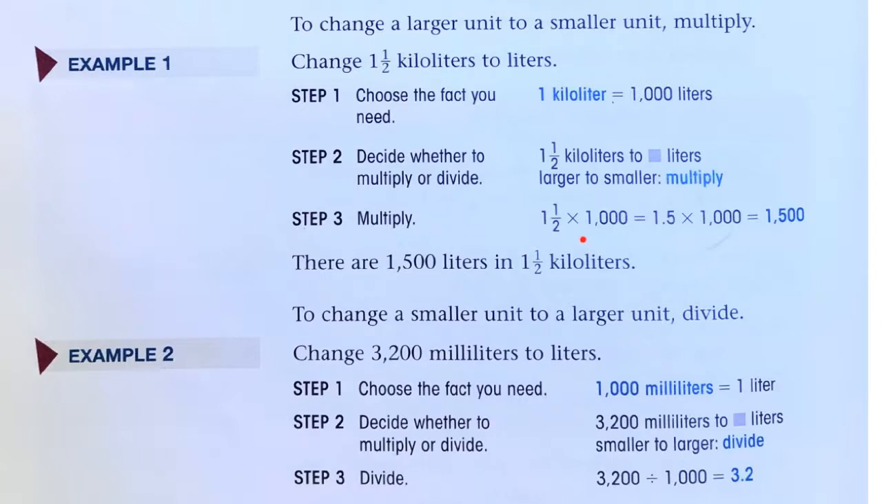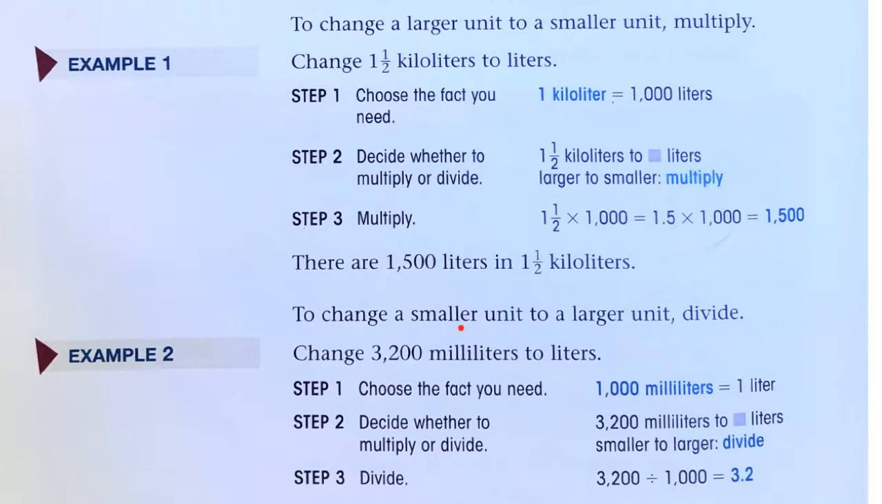1.5 times 1,000 can be shown by making the mixed number into a decimal, 1.5 or 1 5/10. Then we're multiplying by the 1,000, which means we move the decimal point 3 times to the right. So 1.5 becomes 1,500. There are 1,500 liters in 1.5 kiloliters.